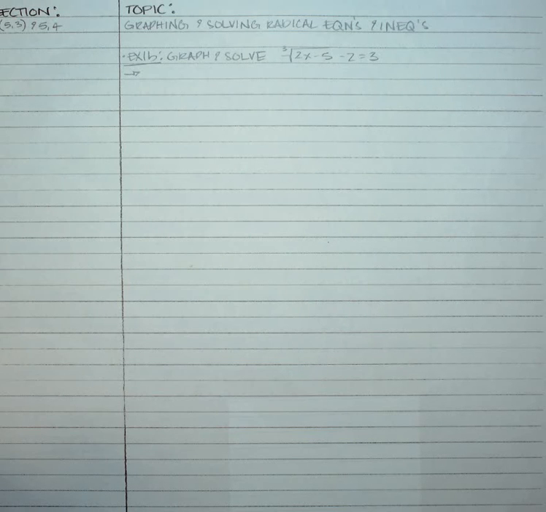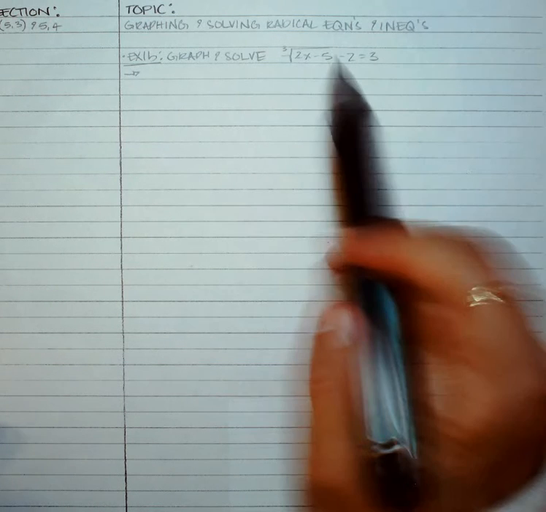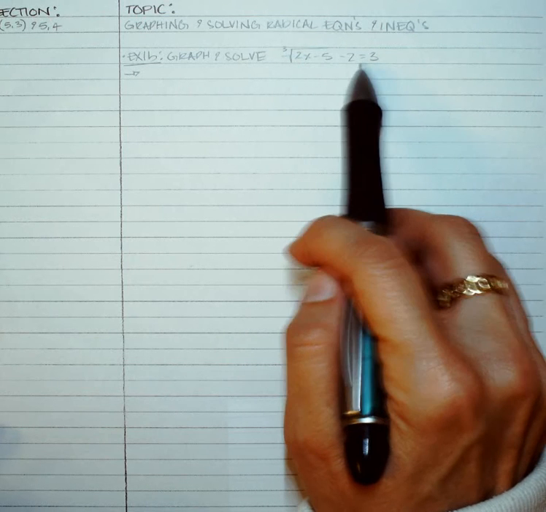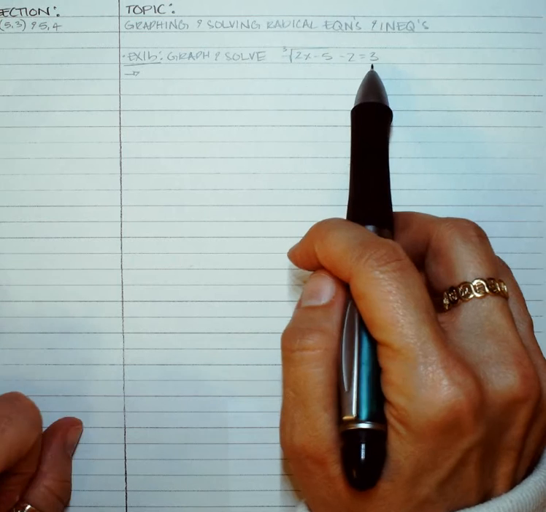Hey Kinks, so continuing on with the notes, we have example 1b. They want us to graph and solve this cubic root. So it's the third root of 2x minus 5 minus 2 equals 3. We'll do the same thing by taking it apart.